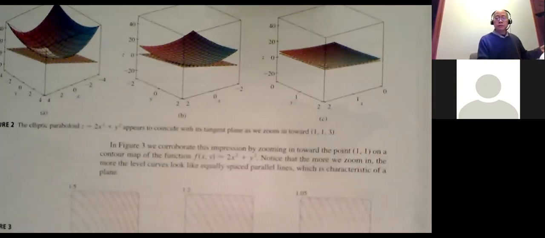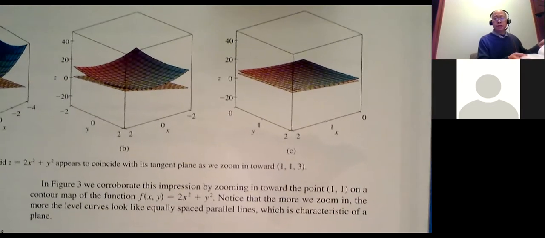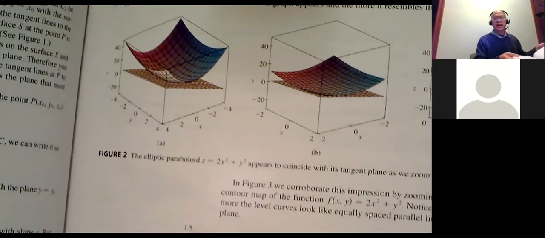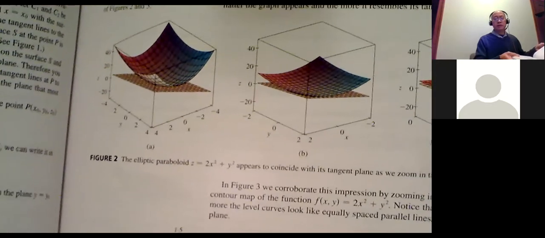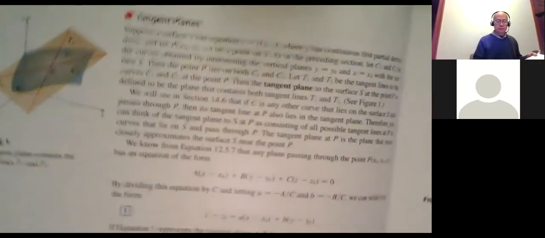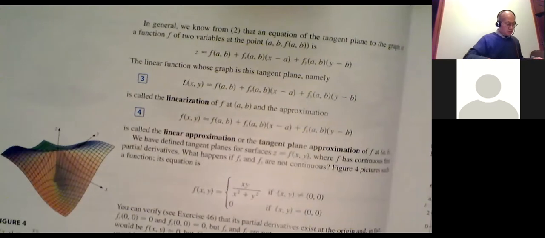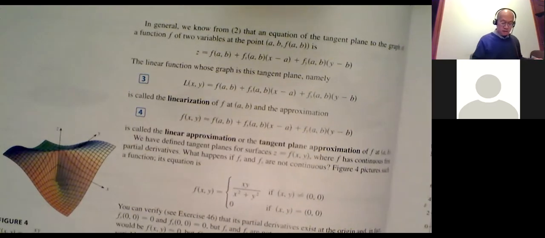For picture C, the plane and the function itself seem very close. But if you get further and further away, like in A, after a while they're not close at all. So you may be asked to write it as a linear approximation. And that's basically what's going on.